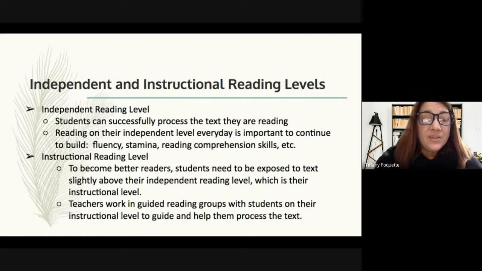You frequently hear of your child's independent and instructional reading levels. An independent reading level: students can successfully process the text they are reading at this level. Reading on their independent level every day is important to continue to build their reading fluency, stamina, reading comprehension skills, phonological skills, etc. Instructional reading level: to become better readers, students need to be exposed to text slightly above their independent reading level, which is their instructional level. Teachers work in guided reading groups with students on their instructional level to guide and help them process the text.